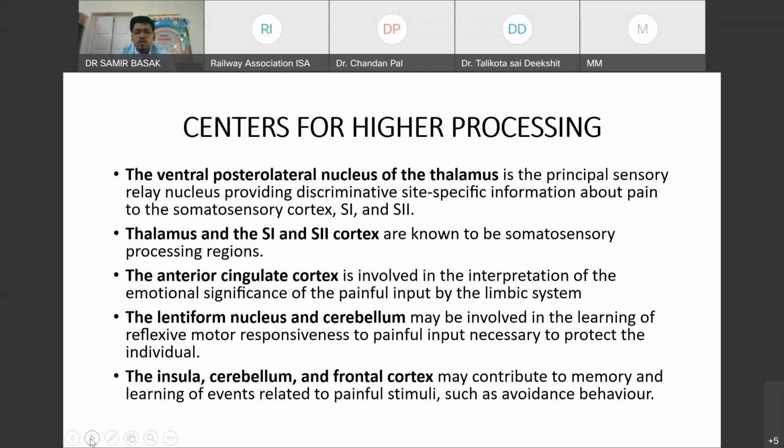Next come the insula, cerebellum and the frontal cortex, which may contribute to the memory and learning of the event of the painful stimuli, so that we don't try to catch any sharp object next time. That is the avoidance behavior. So the insula, cerebellum and frontal cortex are involved in the learning of the event of painful stimulation.